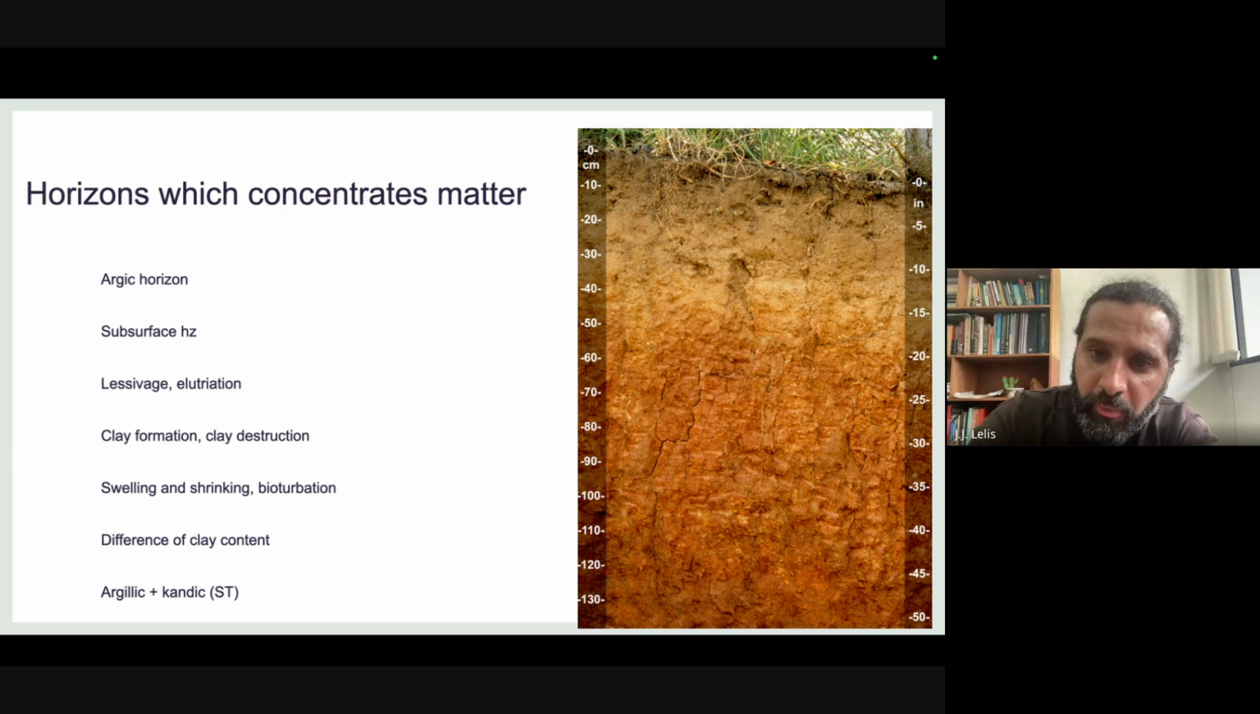The Argic horizon expresses a higher clay content than overlying horizons, and sometimes it also could express clay illuviation. You can see the features produced by clay illuviation or not, no problem. But the Argic horizon registers a higher clay content than overlying horizons, okay?